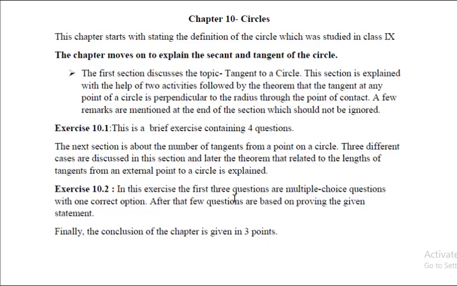In this exercise, the first 3 questions are multiple choice questions with one correct answer. After that, a few questions are based on proving the given statement. So by using the given statement you have to prove these questions, okay students?